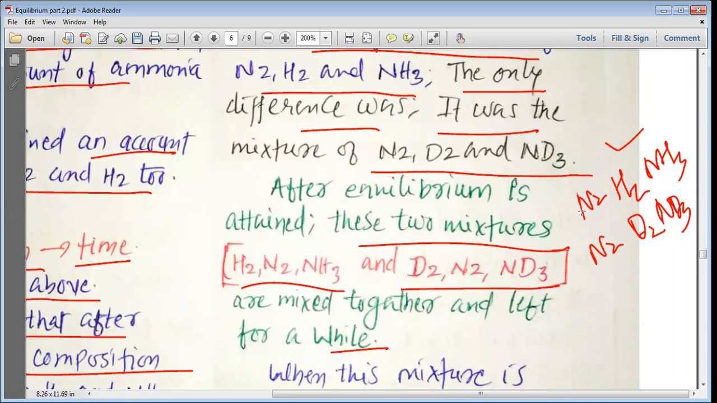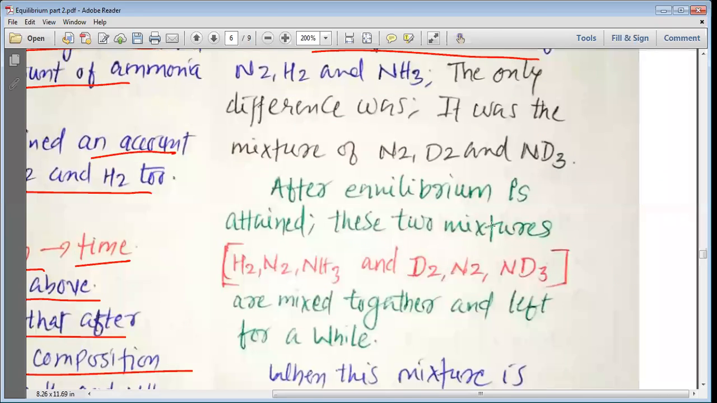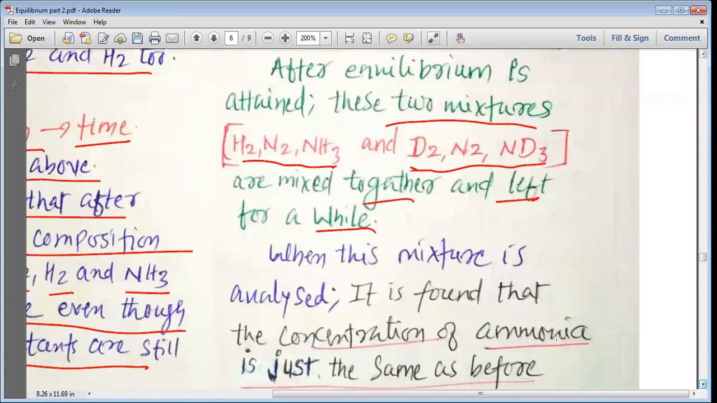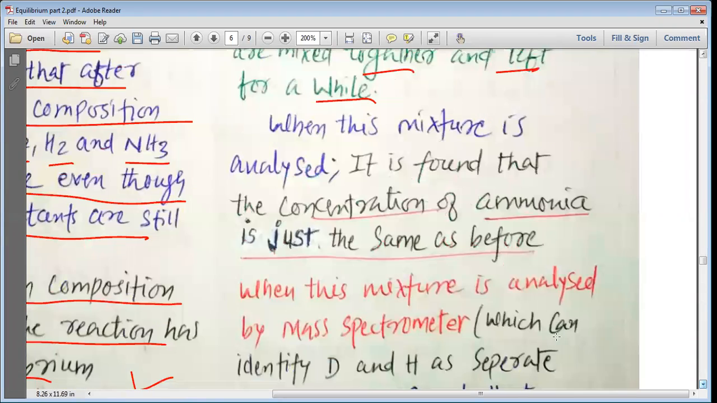Now what happens? We mix both of them. At equilibrium state only, we will mix both these reaction mixtures, or both these equilibrium mixtures. That is what I am trying to tell you: after equilibrium is attained, these two mixtures, the mixture of N2, H2 and NH3 and the mixture of D2, N2 and ND3, are mixed together and left for a while.